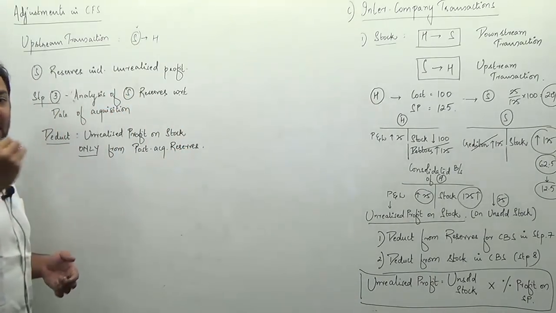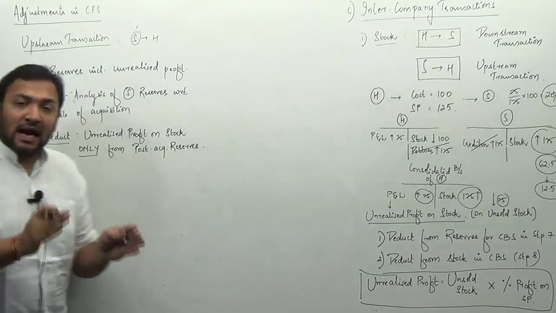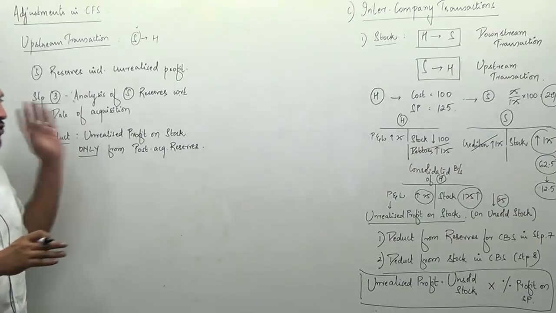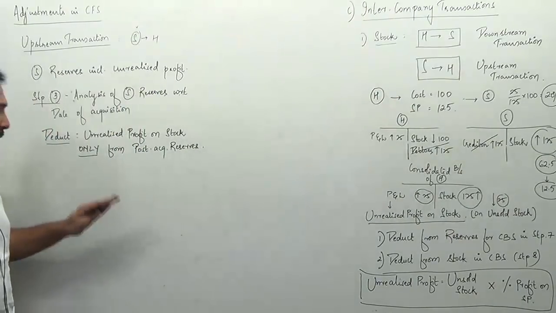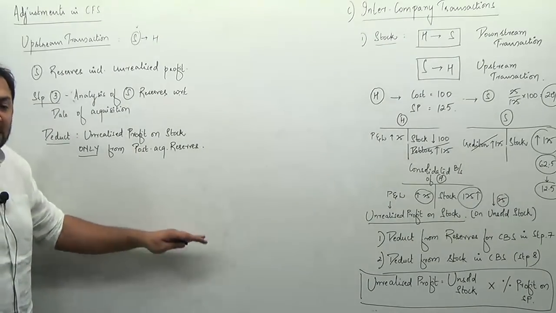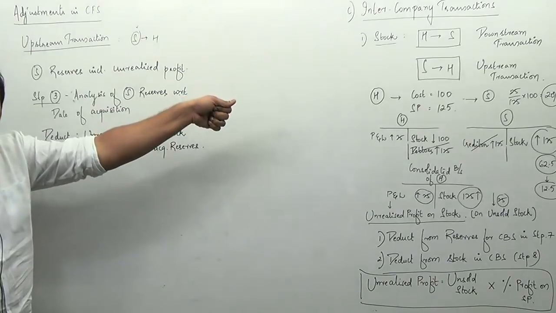Now specifically I am putting this as post-acquisition reserves. That means any transaction that happened before the acquisition between holding and subsidiary, you don't have to adjust. My adjustment is only for those transactions which happened between the subsidiary and holding company after the date of acquisition.